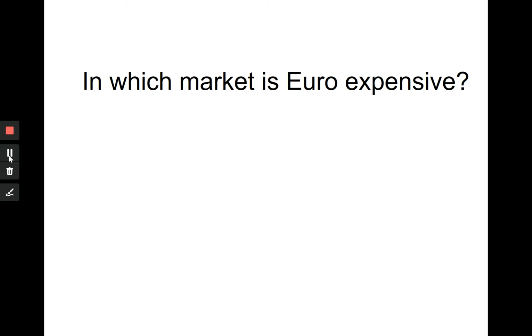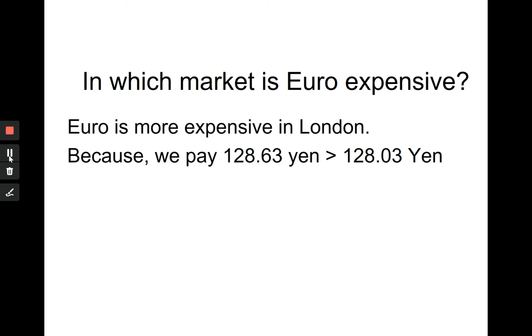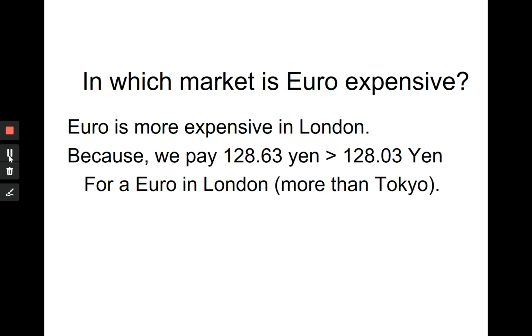Okay, I believe you're ready with your answer. Euro is more expensive in London. The price is higher than Tokyo because we could simply treat the yen value as the price of euro. In London, we pay 128.63 yen to get a euro, and in Tokyo, we pay 128.03 yen to get a euro. 128.63 is greater than 128.03. You pay more yen for a euro in London than you pay for a euro in Tokyo.